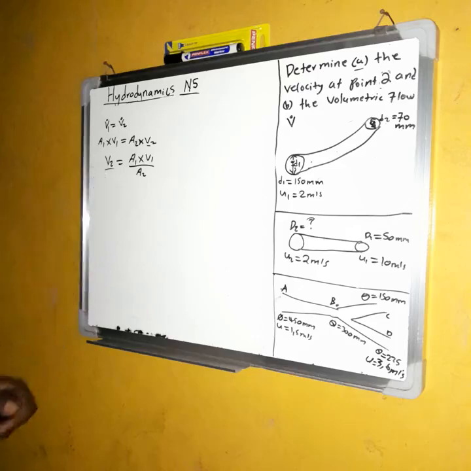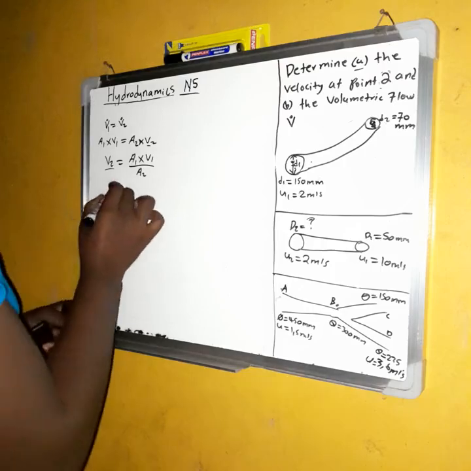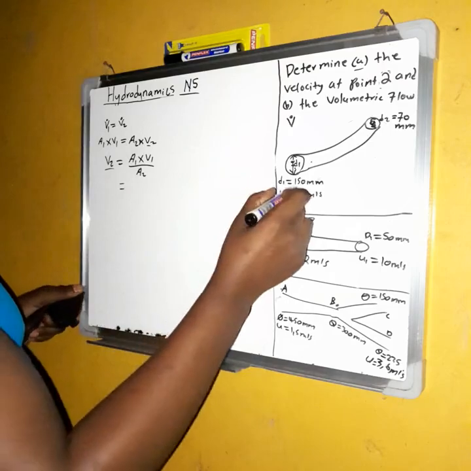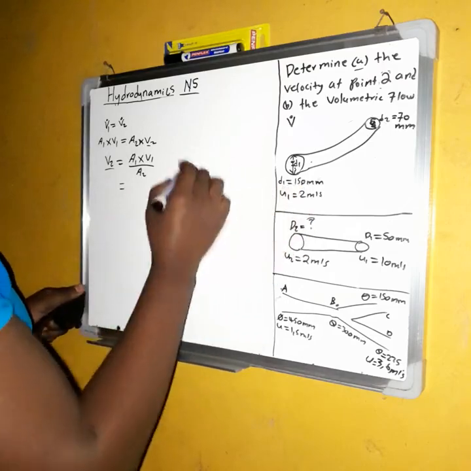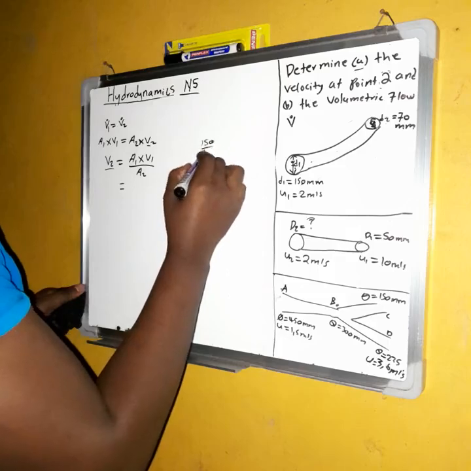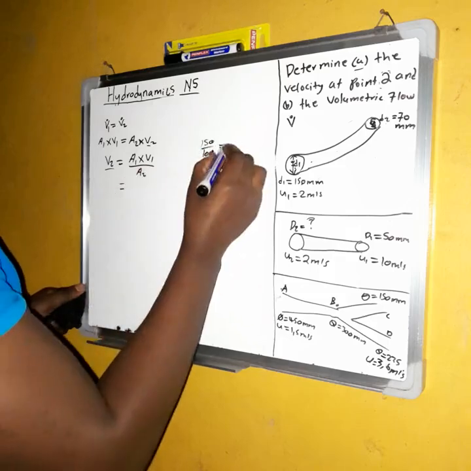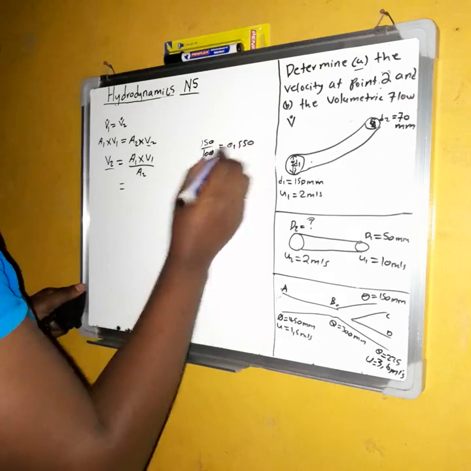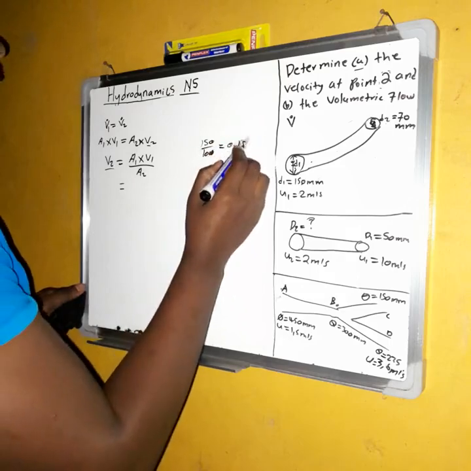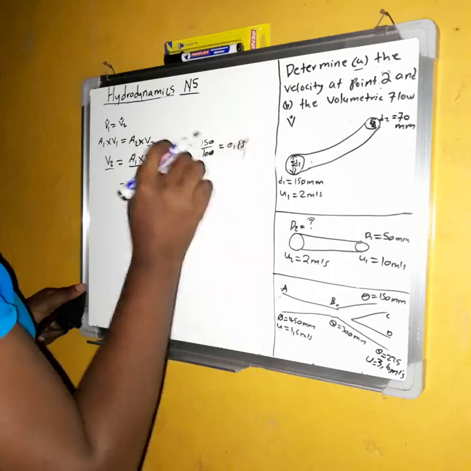Make V2 the subject of the formula. It's where we have the point 2 there. Consider it where V2. Now substitute what we have. The area of V1: we are given the diameter is 150, 150 divided by 1000. This must be 0.15, right? Meter.